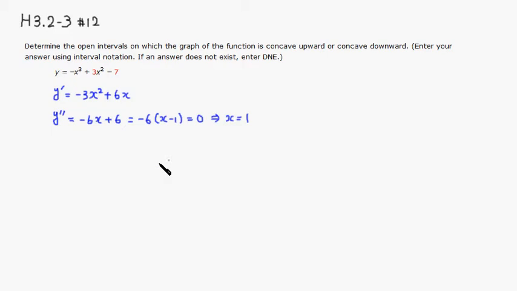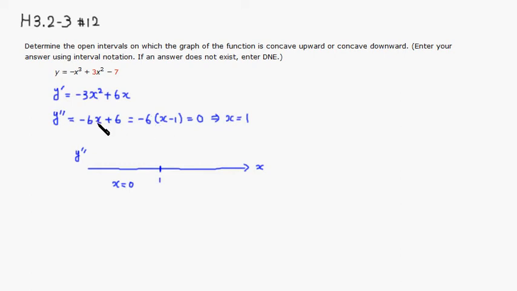So we're going to do a number line just like before. I'm going to mark x equals 1 right here. Then we're going to look at the sign of the second derivative. For any number less than 1, I like 0, so I'm going to try x equals 0 as a sample number.